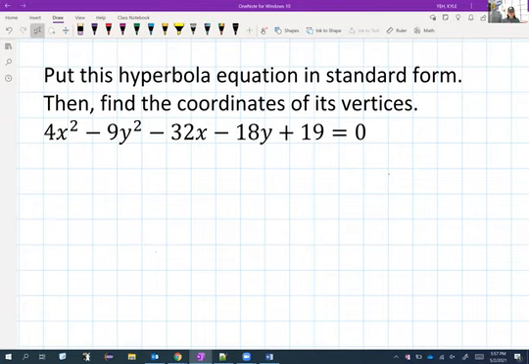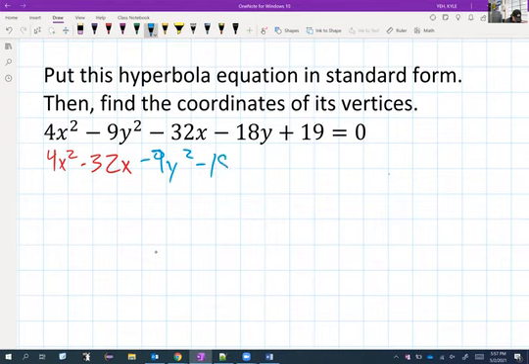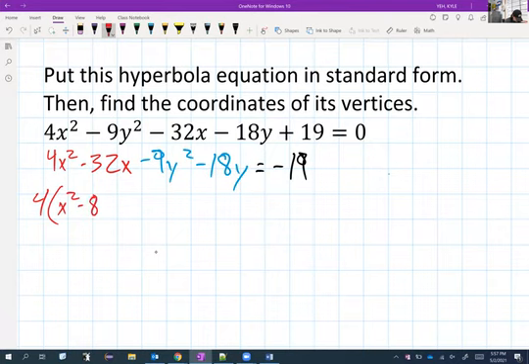So standard form, you guessed it, we're going to be completing the square twice, once for the x's, once for the y's. So I'm going to go 4x squared minus 32x, get the x's close to each other, minus 9y squared minus 18y. And I'm going to put the 19 on the other side, so negative 19. So factor out a 4, because I know I'm going to need to complete the square: x squared minus 8x plus blank.